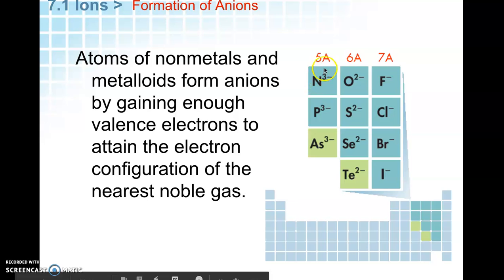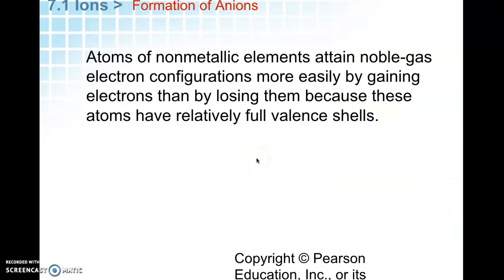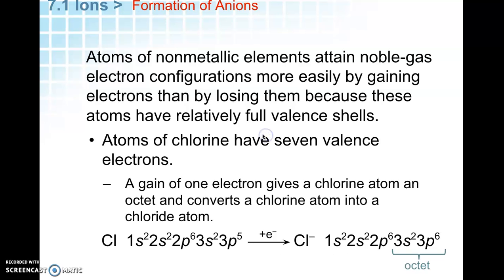And we talk about groups. Group 5 nitrogen, these are -3 ions. These here at the oxygen group are -2, and then the halogens are all -1 ions. You may want to mark that on your periodic table. -3, -2, -1. Atoms of nonmetallic elements attain noble gas electron configurations more easily by gaining electrons than losing them because they are almost at the octet. They just gain electrons to get to the octet, as opposed to the metals who lose electrons to get to the octet.